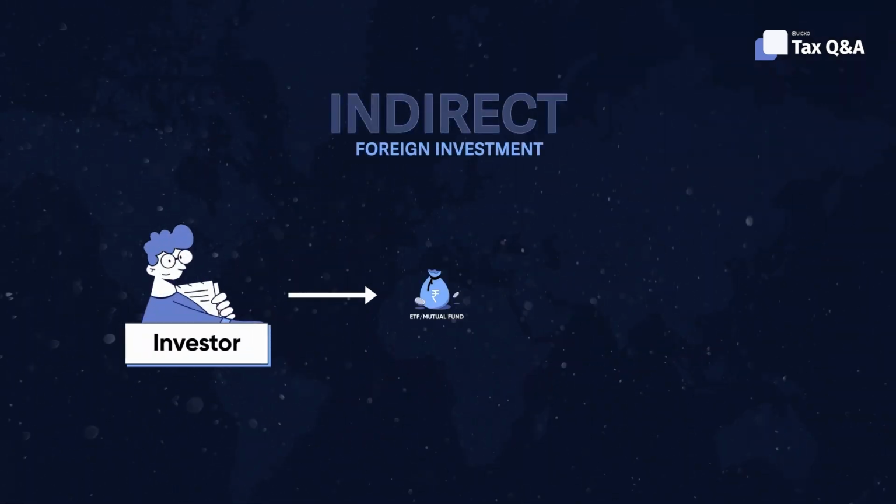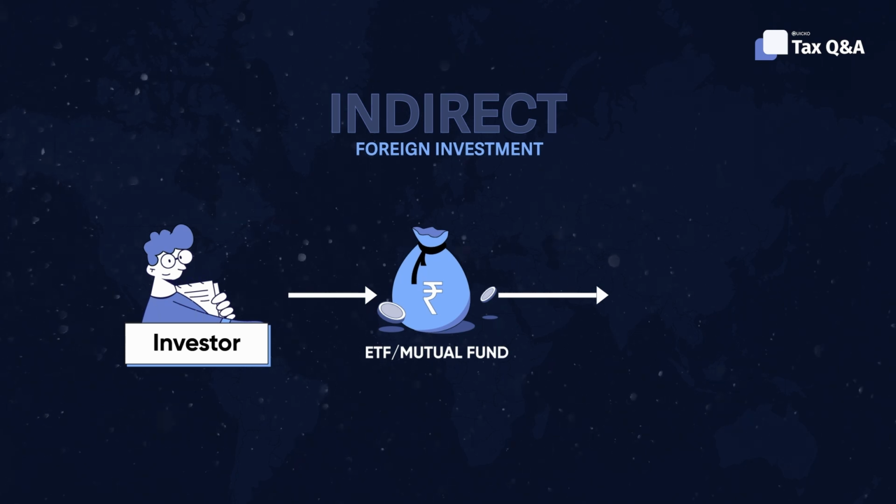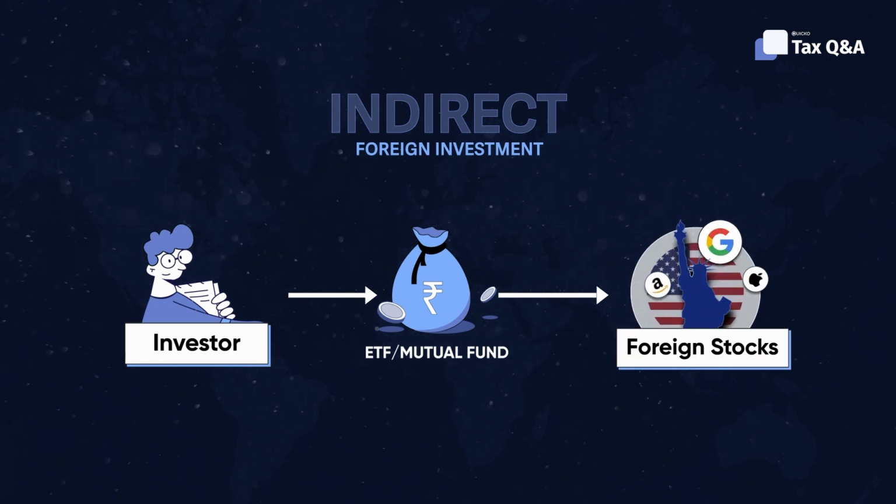While this route provides more control, it requires more research, and you will also need to stay up to date with international markets and events happening in those economies. So, a simpler option could be to go through an Indian mutual fund or ETF that invests in overseas markets. These funds give you global exposure without the hassle of individual stock selection.